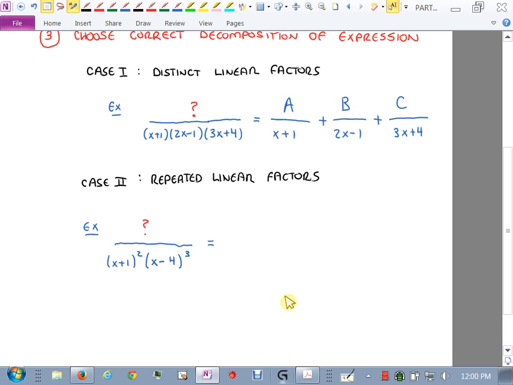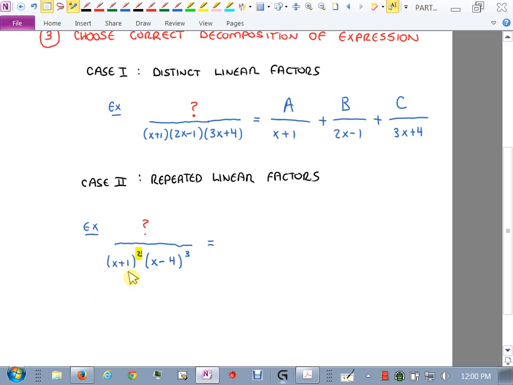So I have linear factors, right? They're repeated. Repeated means that's x plus 1 times x plus 1, so it's repeated. That's x minus 4 three times. So the way you do this is that you look at the number, right? Here I have two of those.